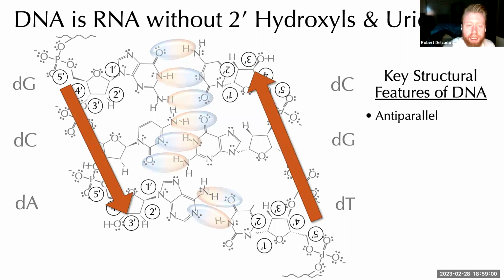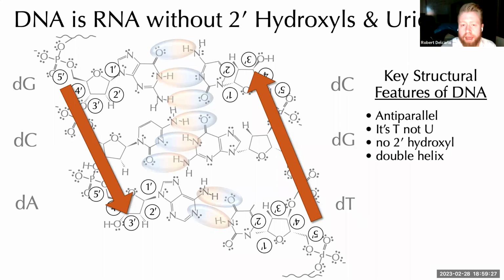So DNA, especially the double helix, is anti-parallel, and purines are always going to bind to pyrimidines. Pyrimidines are always going to bind to purines, and in this way, these are what we call base pairs: guanosine to cytidine, adenine to thymine. Those are our base pairs. It's T not U. That's another major difference. No 2' hydroxyl. I can't stress that enough.